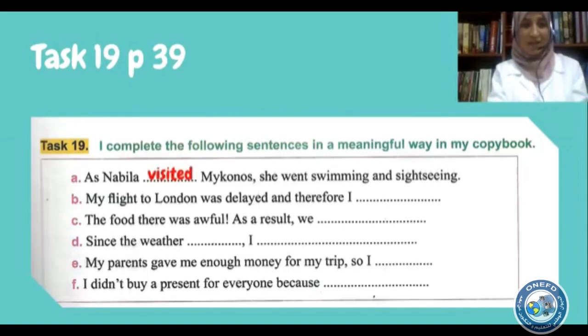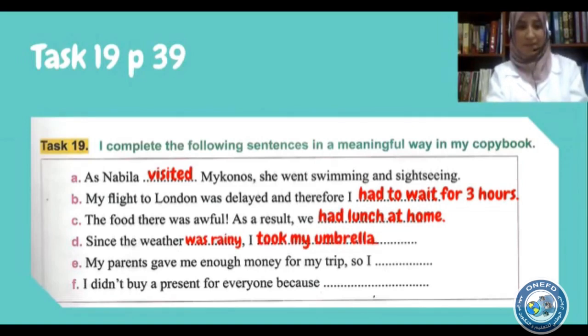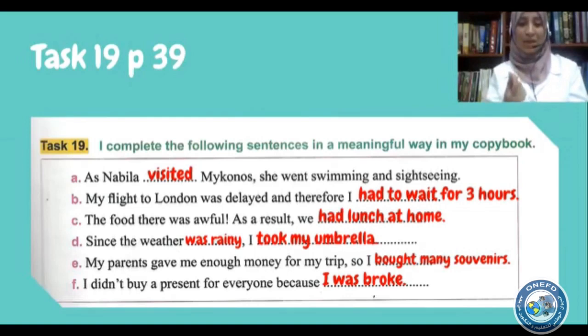Examples. A. As Nabila visited Mykonos, she went swimming and sightseeing. B. My flight to London was delayed and therefore I had to wait for 3 hours. C. The food there was awful. As a result, we had lunch at home. D. Since the weather was rainy, I took my umbrella. E. My parents gave me enough money for my trip, so I bought many souvenirs. F. I didn't buy a present for everyone because I was broke. I was broke, it means I didn't have money.